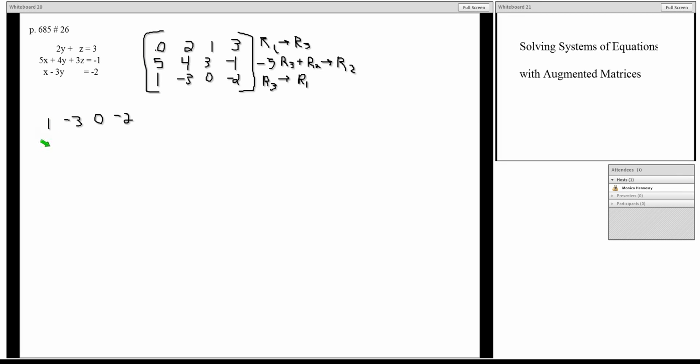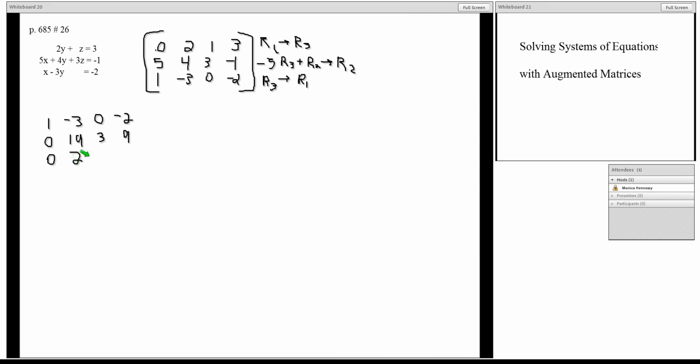And then this one, since I moved row 3 to here, I'm going to move row 1 to row 3. Just because I can do all kinds of stuff at once. A little more than I probably should, but yeah, it won't stop me. Alright, so I'm going to start by putting this up to row 1. 1, negative 3, 0, negative 2.